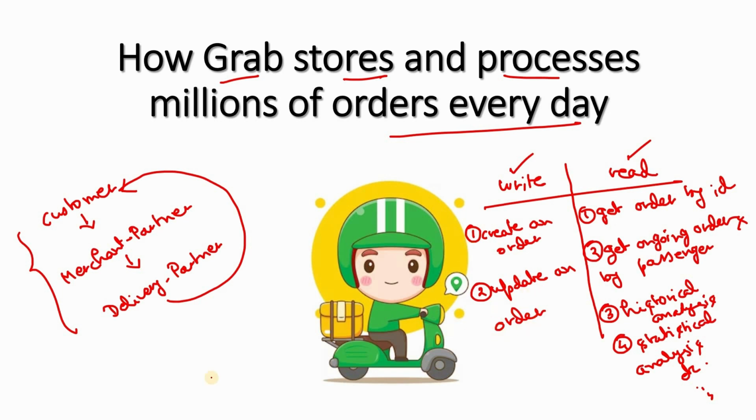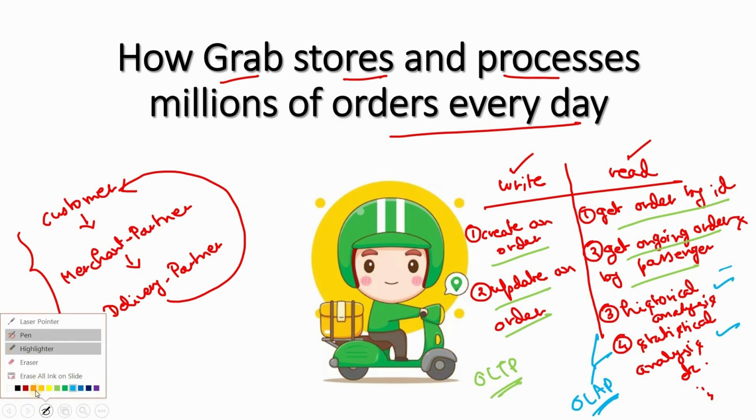And not only that, here if you observe the write and read events, there are some use cases which are OLTP use cases and there are some use cases which are OLAP use cases. For example, create order, update order, get order by ID, get ongoing order by passenger. These come under OLTP use cases, right? And there are some use cases, for example, historical analysis, statistical analysis. These come under OLAP use cases. So the backend system should support both of these. There is an OLTP as well as an OLAP platform. So now let us try to explore how both of these systems are handled by the architecture.